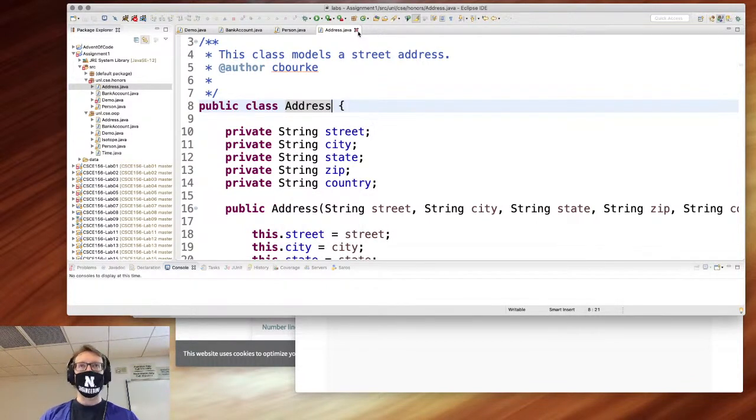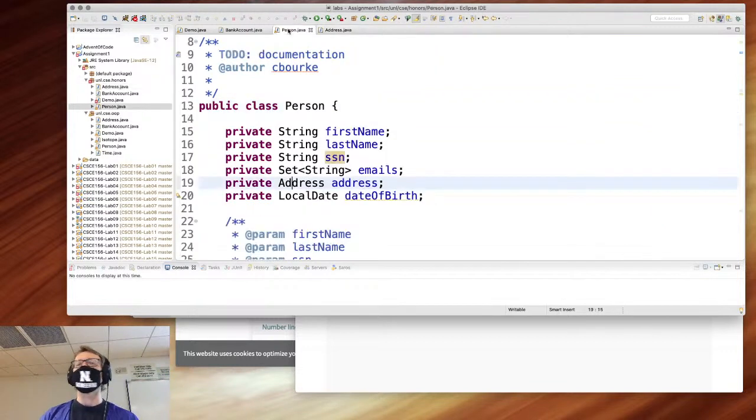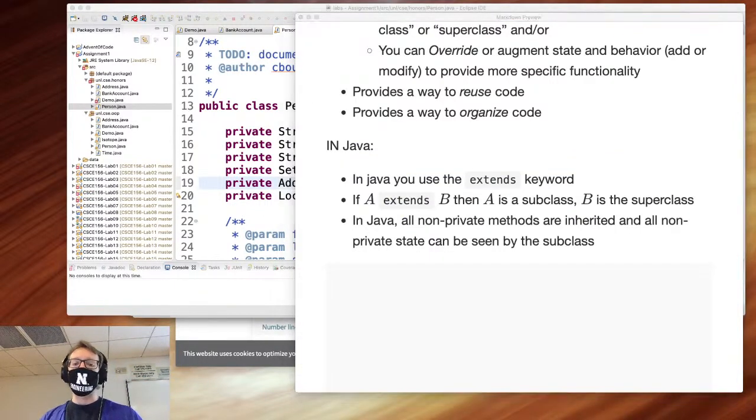I previewed this last time, and this is what you should be doing as well, right? These five strings, that's not a person, right? It's a person's address. And so anytime you find yourself saying in English that this thing has this thing, then they are separate things, right? That's composition, right? It's a has-a relationship. With inheritance, what we have is an is-a relationship.